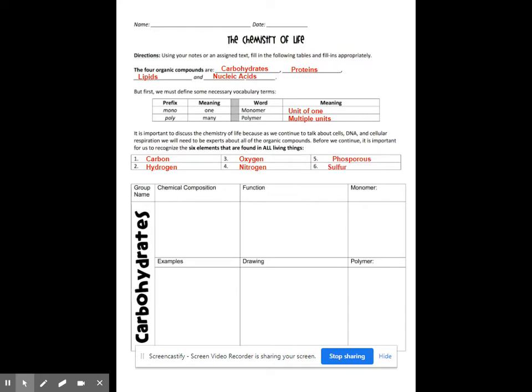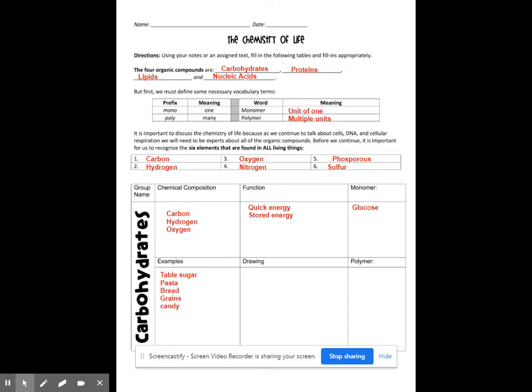Okay, so now let's take a look at carbohydrates. The chemical composition of carbohydrates. I'm asking, what are the elements that you find in carbohydrates? Well, we're going to have carbon, hydrogen, and oxygen in there. What do carbohydrates do for us? They can give us a quick source of energy, and they can be a good source of stored energy. The monomer we talk about is glucose. This is a simple sugar, a very small sugar molecule.